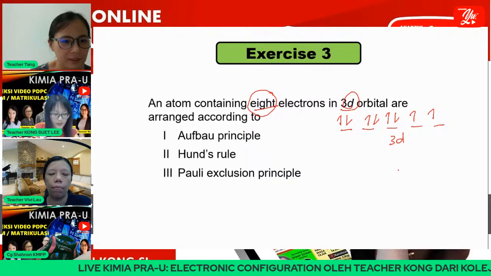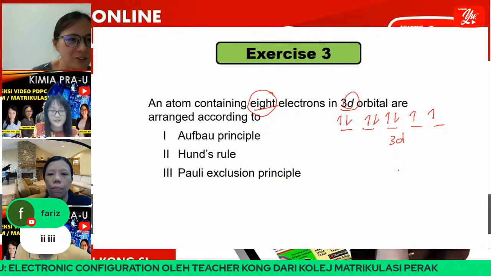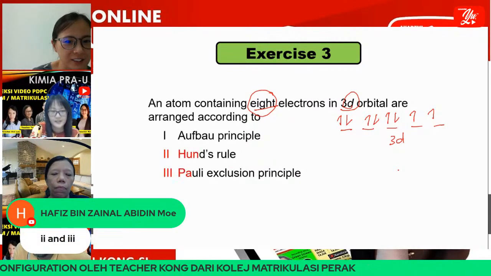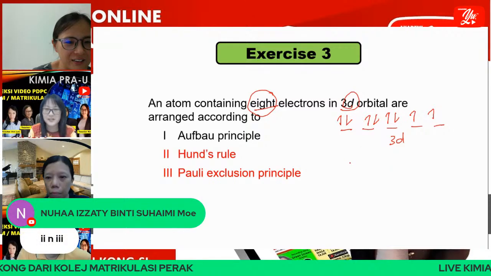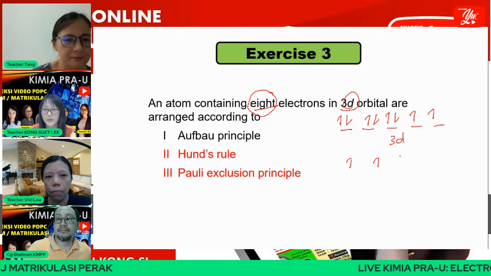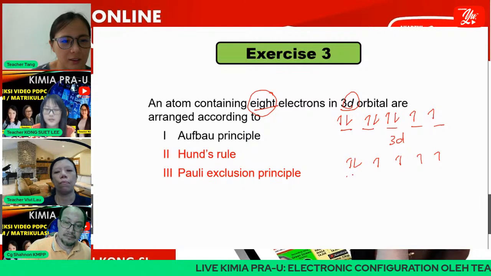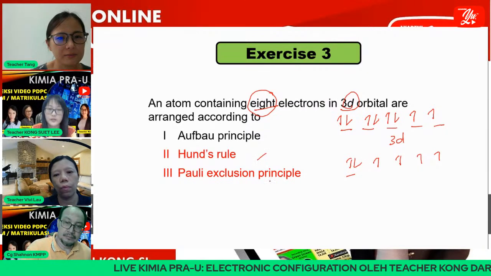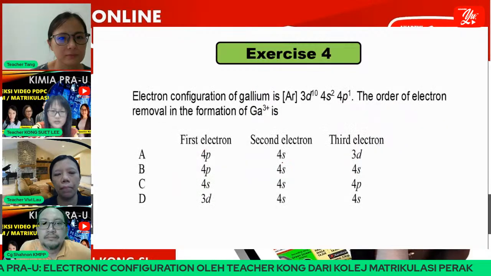So, okay. Hafiz answer 2 and 3. Faris also answer 2 and 3. Let's check. Yes, you are right. Yes, 2 and 3. Because, right, okay, you have to fill the degenerate orbitals first. Okay, and then with opposite spin. Okay, you have to remember the definition. Okay, I think next is the last question.